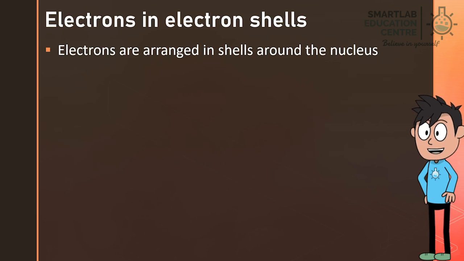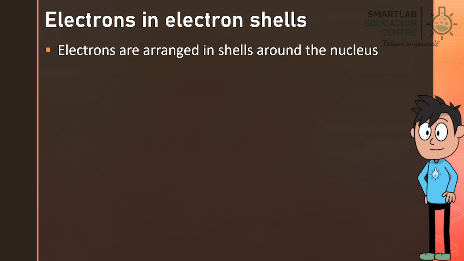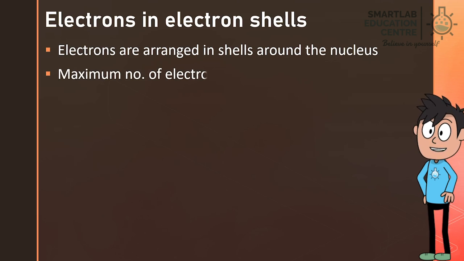The electrons fill the innermost shell first. When the innermost shell is filled, then electrons fill the next available shell, and so on. Each electron shell has a maximum number of electrons that can fill in.